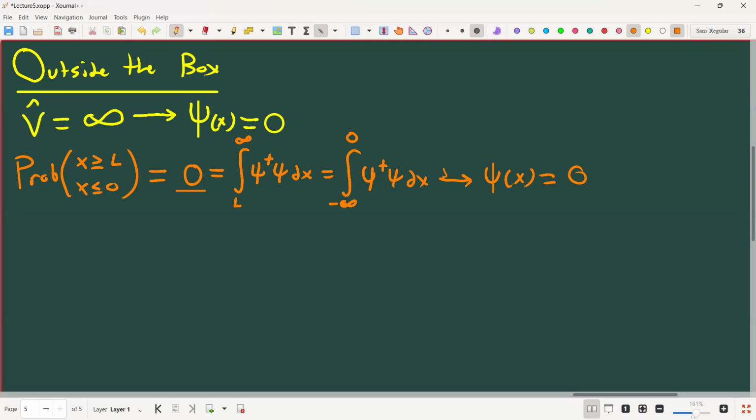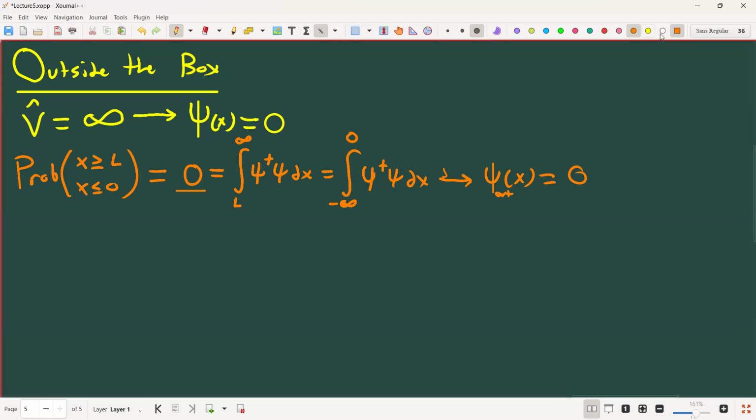All right, well, that's really easy. What this means, there's no particle there. Right? There's no probability to see the particle outside the box. And the wave function outside the box is 0. Right out here. The only function that integrates to 0 is here. That satisfies all the properties. Okay, so there's no wave function outside the box. It only exists inside the box.